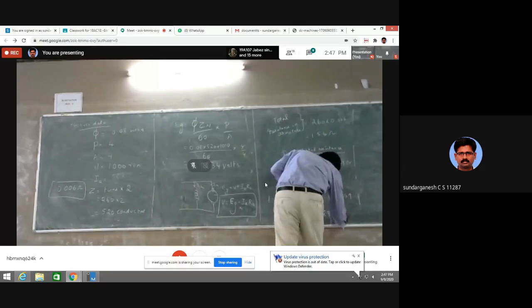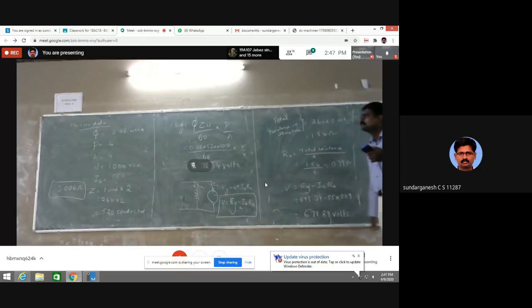671.89 volts. So what I am doing is, they have given the turns, so I have to multiply by 2 in order to get the conductors. Then I find the EG, because the EG formula I know. Next I draw the connection, and then I find the RA. In order to find the RA, you have to multiply the turns and corresponding resistance. The total number of turns is 260. Every turn has a value of 0.0064. So you multiply this, you get a value of 1.56.